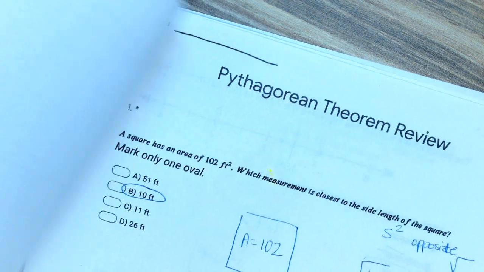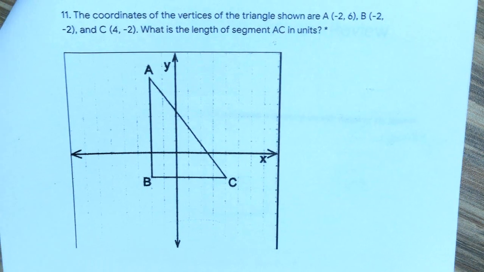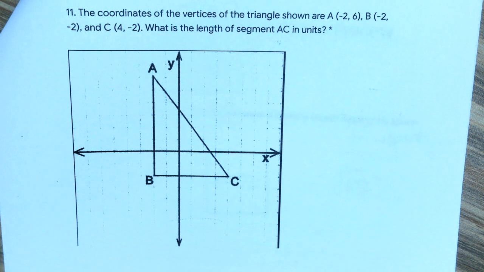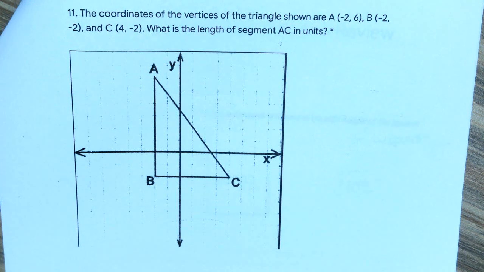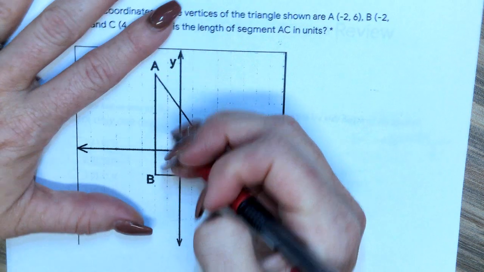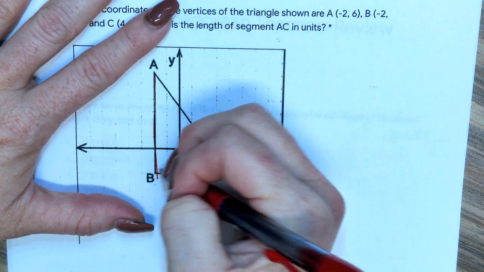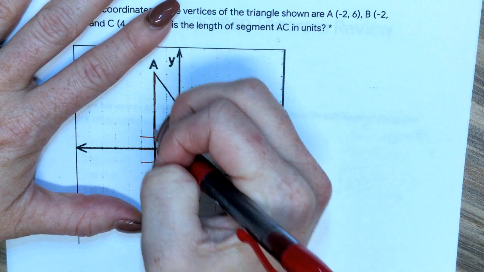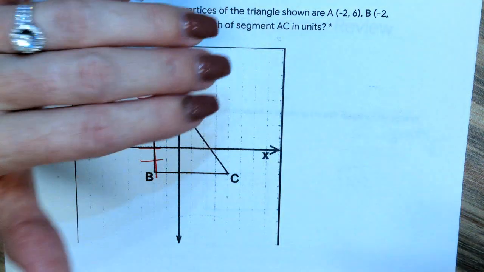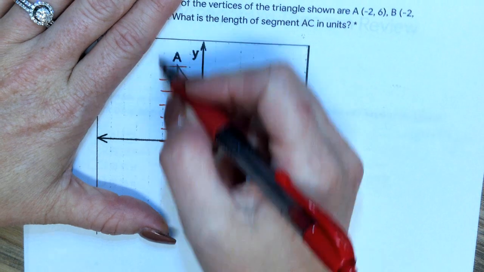Number 11. And then we're finished, yes? The coordinates of the vertices of the triangle shown are, and it gives them to you. Did I even need all that? No, I have a picture, and I can count how far this is down. Now, of course, it's going to look better than this. The lines didn't show up just because of the copy machine, so I'm just showing them to you.